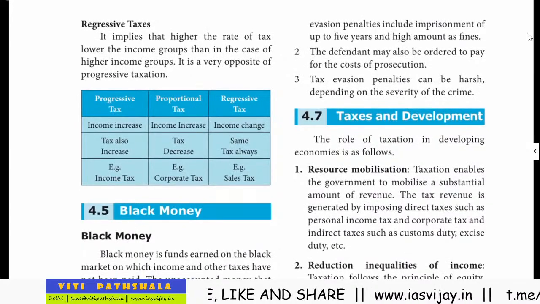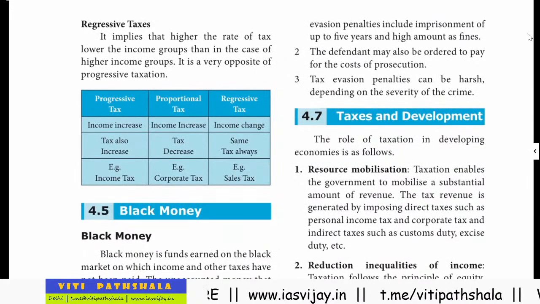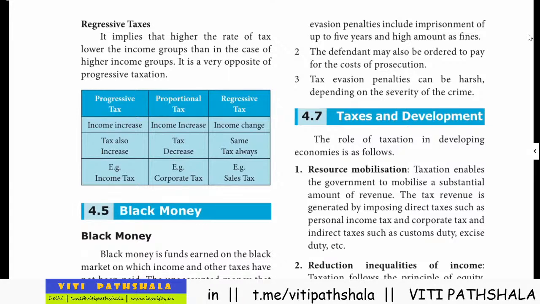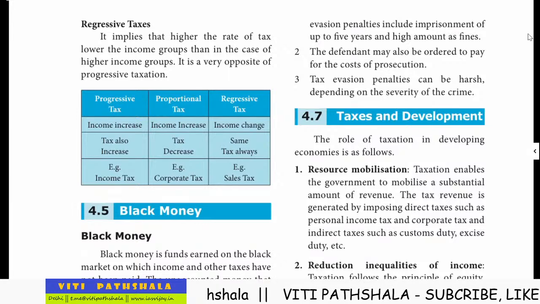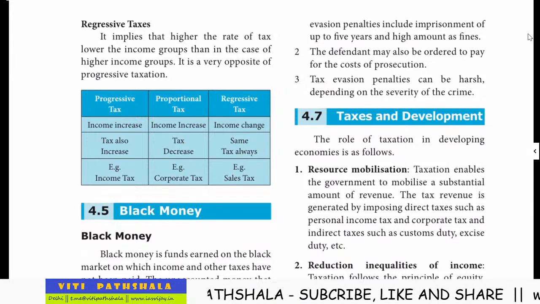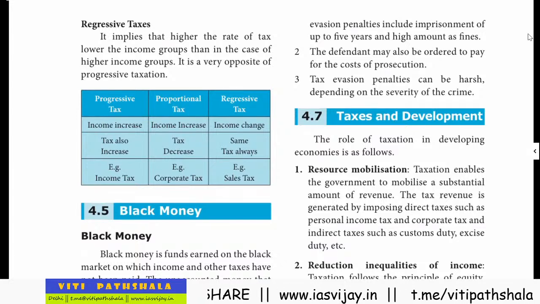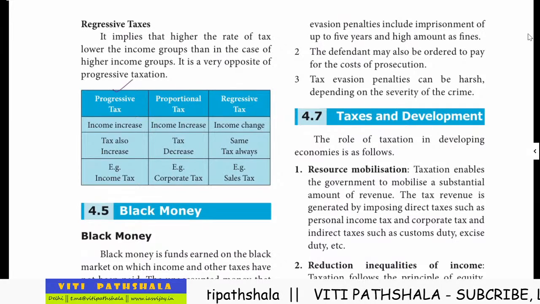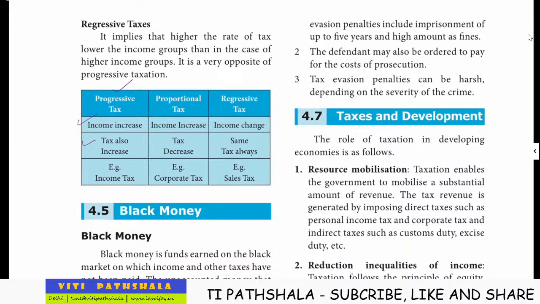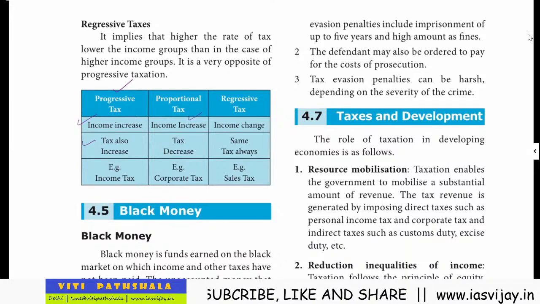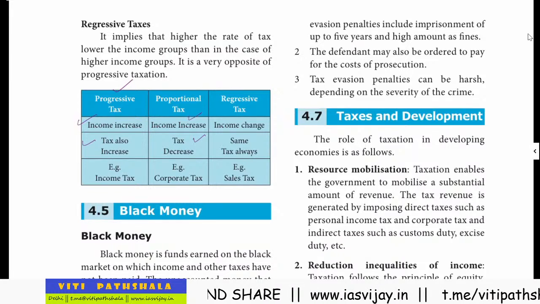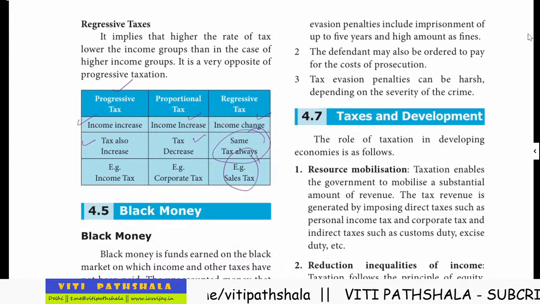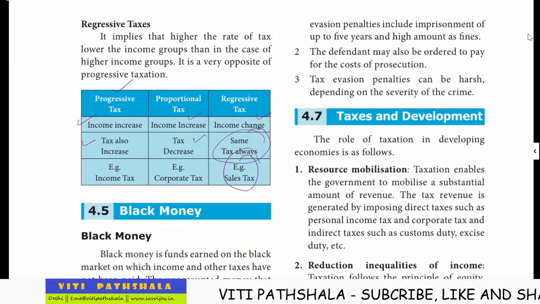And the third type is the regressive tax. It implies that the lower the income group, the higher the tax rate, while for higher income groups it is progressive. For example, in a progressive tax, if the income increases, the tax also increases. In a proportional tax, the tax stays in fixed proportion. In a regressive tax, as income increases, the tax burden decreases. Examples they have given are sales tax, corporate tax and income tax.